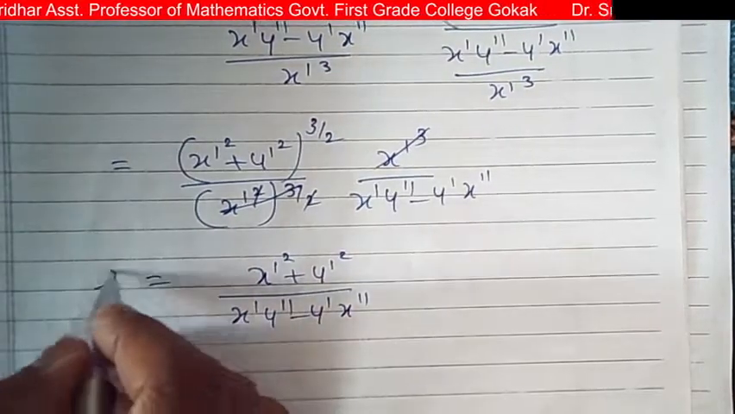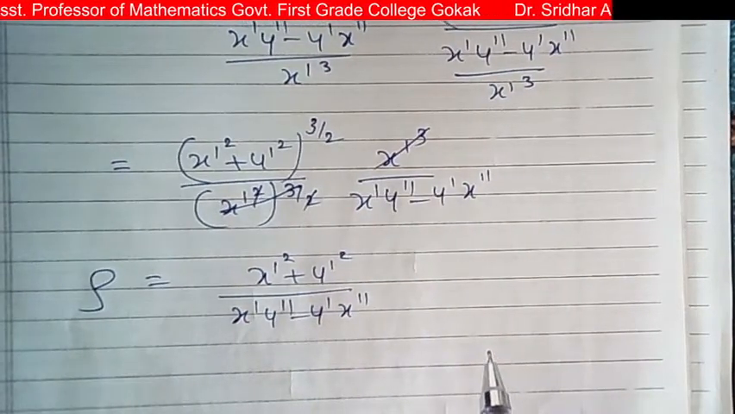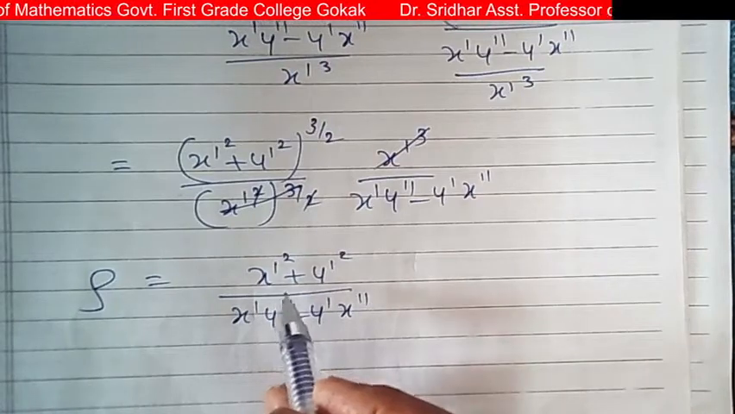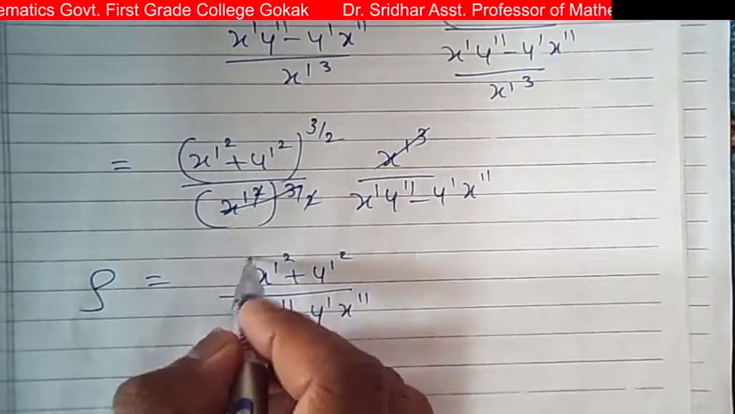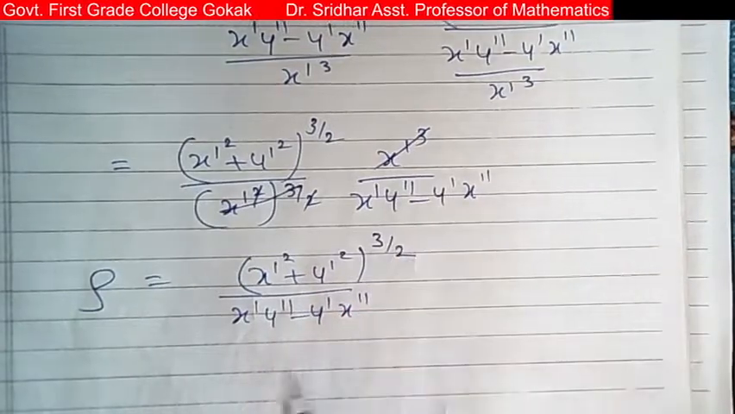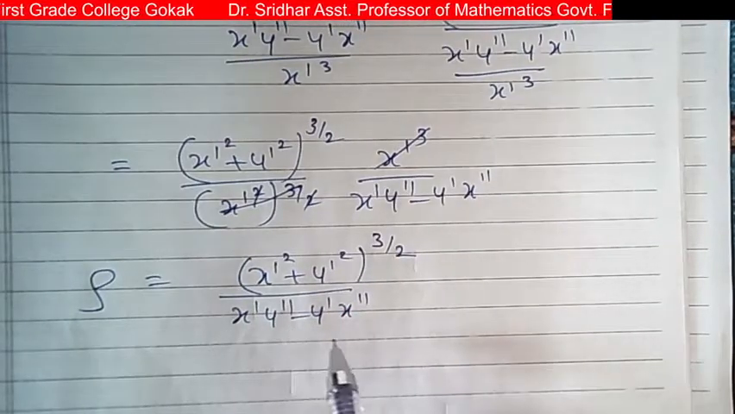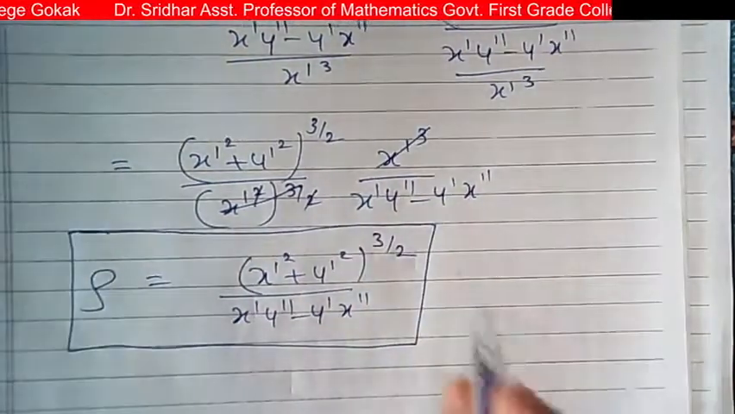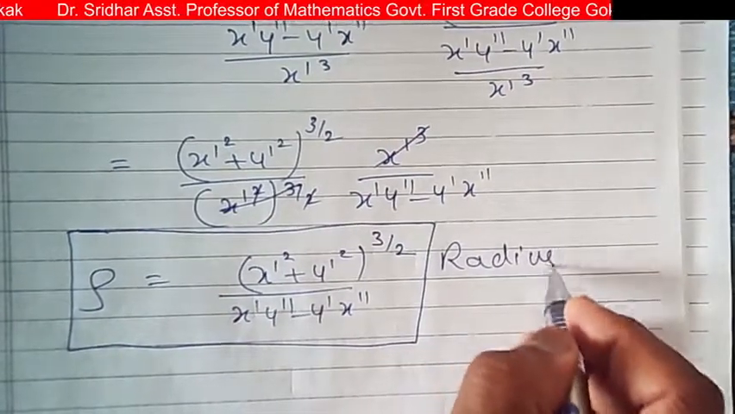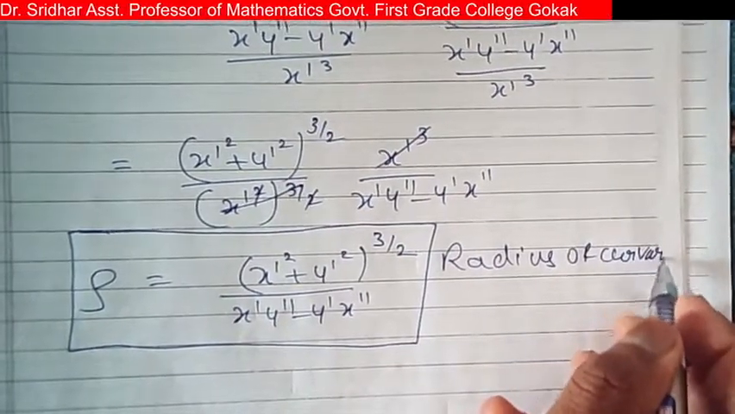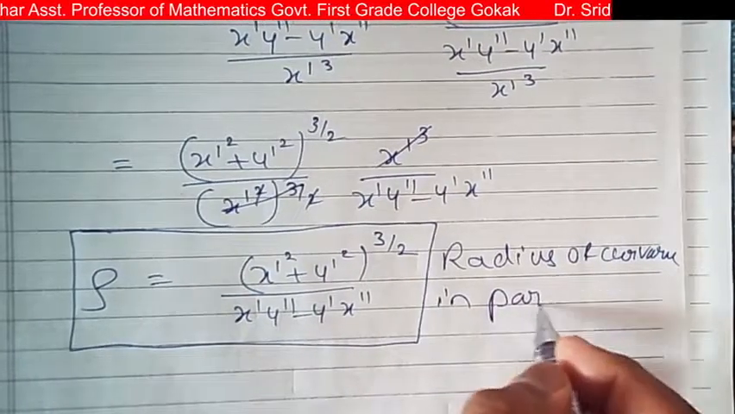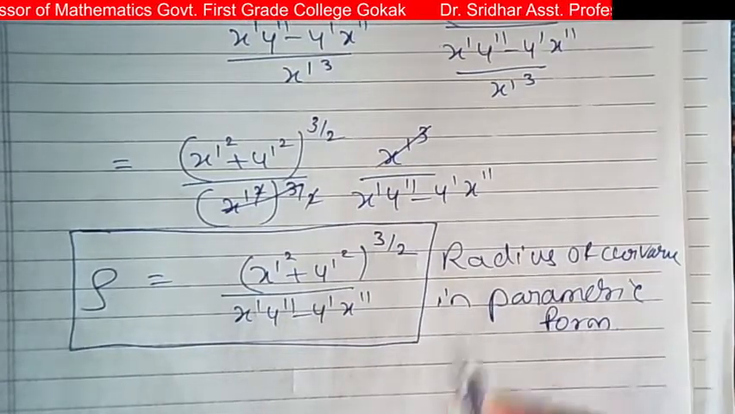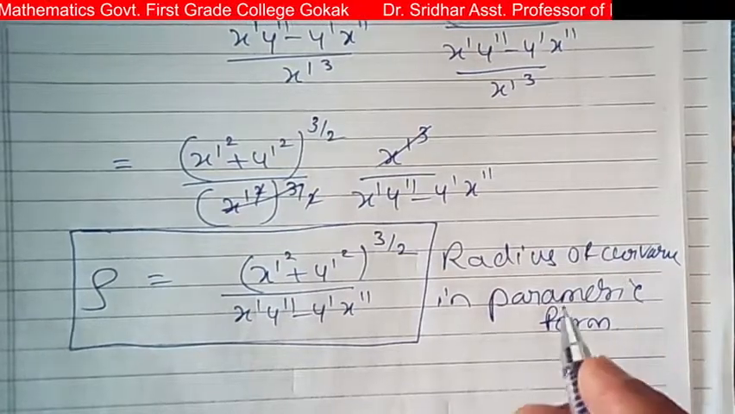Okay, so this is the formula for radius of curvature in parametric form. So x dash square plus y dash square raised to 3 by 2 divided by x dash into y double dash minus y dash into x double dash. So this is the radius of curvature in parametric form. Okay, so this is a derivation of radius of curvature in both Cartesian and polar form.